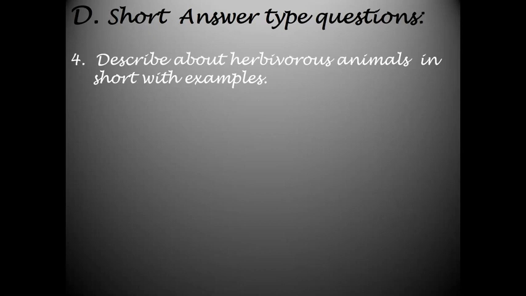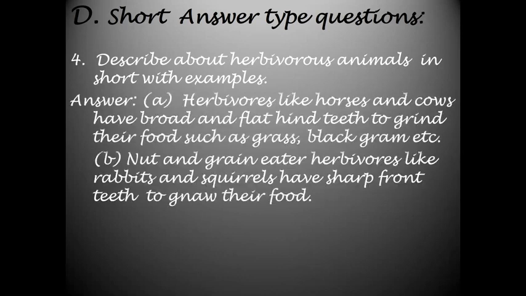Fourth question. Describe about herbivorous animals in short with examples. Herbivores, like horses and cows, have broad and flat hind teeth to grind their food such as grass, black gram, etc. Nuts and grain-eater herbivores like rabbits and squirrels have sharp front teeth to gnaw their food.